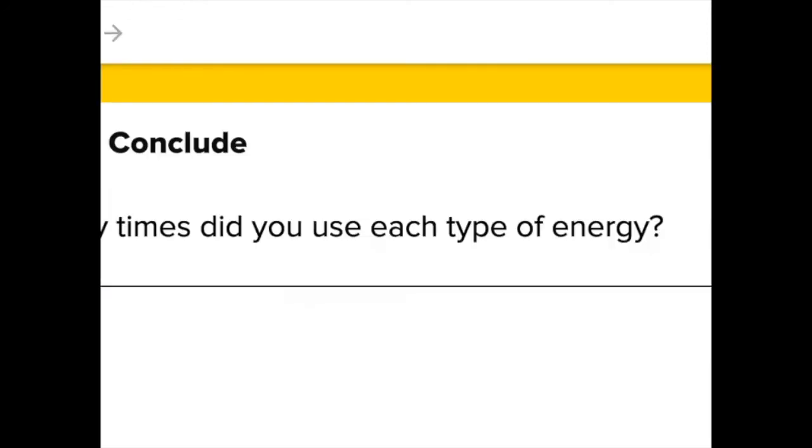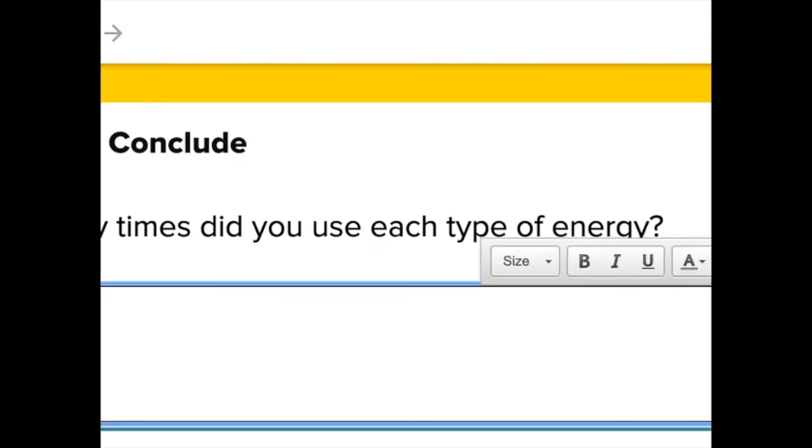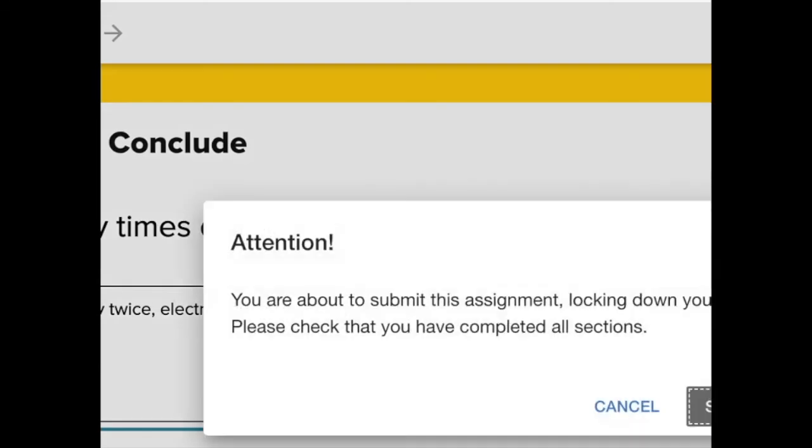And here you could say, I used kinetic energy twice. Electrical energy once, and so on and so forth until you have all 5 of the types of energies that we had. After that, you'll go down here, click submit assignment, and then you're done for the day.